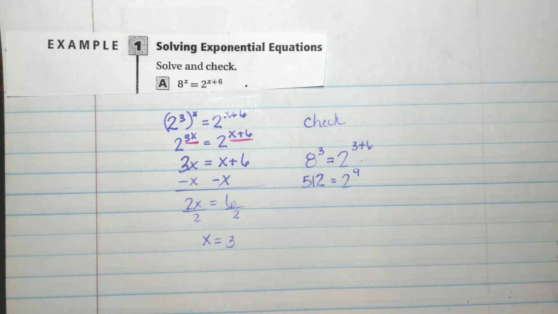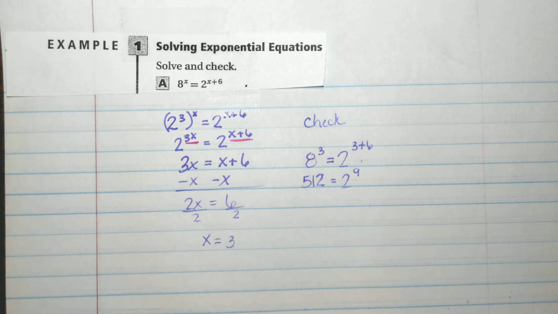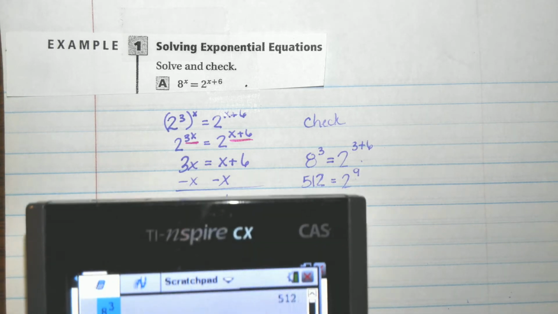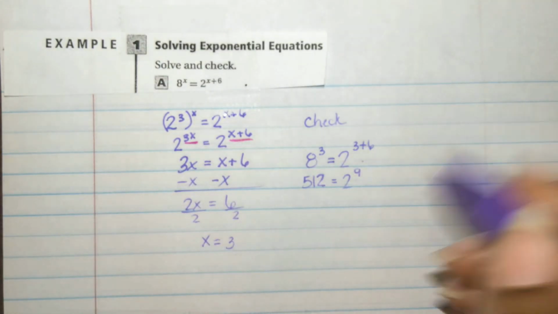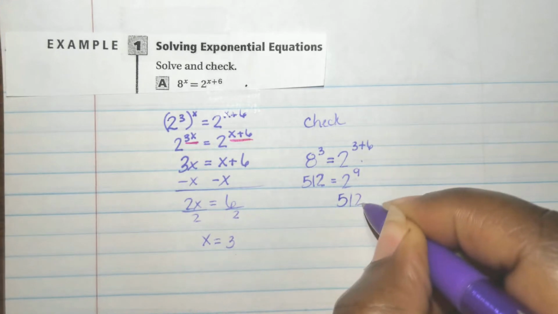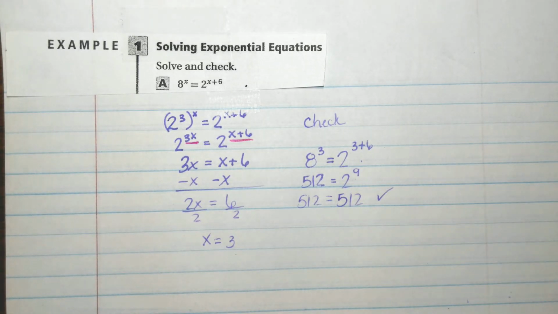And if I type into my calculator 2 to the 9th power, I end up with 512. Okay, so then my solution here checks out. So the answer is, in fact, x equals 3.